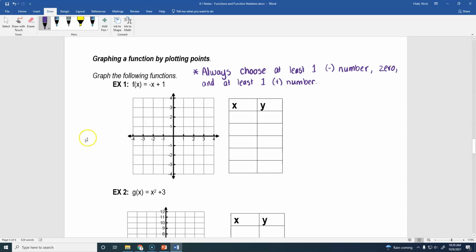So, you can see my graph right here only goes from -4 to 4. So, Laura, pick me a number between -4 and 4 for us to plug in. 3, okay? So, if we plug in 3, we would just take our function. We'd find f of 3. So, we'd have -3 plus 1. -3 plus 1 is -2.